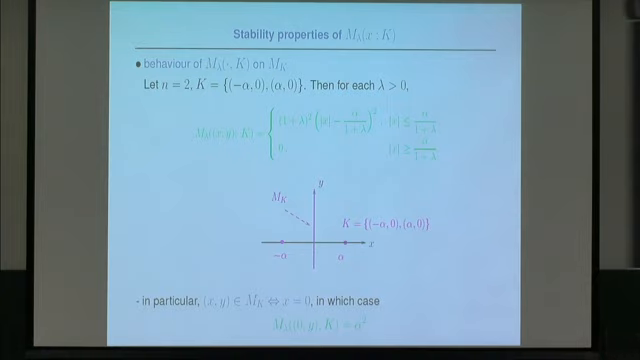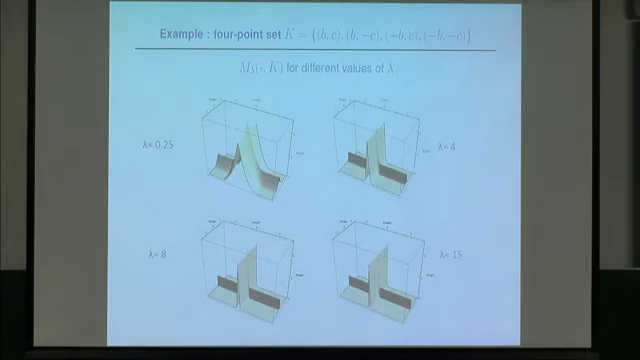And this is very important from the point of view of stability, because it allows us to select different parts of the medial axis depending on the distance between the points that generate a given part of the medial axis. So here's a couple of examples. Here we just take again a 4-point set, which are the 4 points on the edges of the rectangle. And then we compute the medial axis map for different values of lambda.